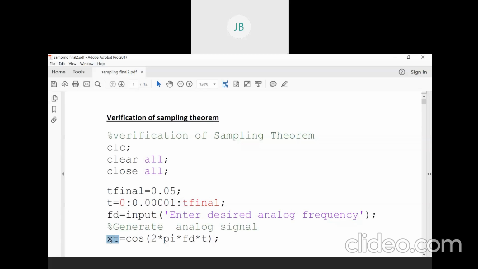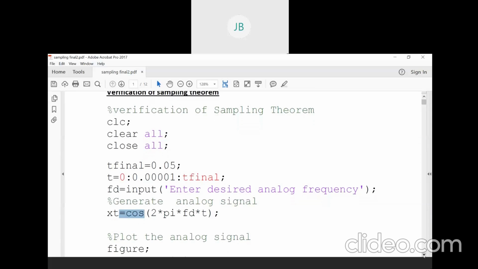So xt is basically a cosine wave having this frequency, and the amplitude values are defined at different time instants. Those time instants are defined here with the increment of 0.00001. It's a very small variation. So when you draw this cos signal, it looks like a continuously varying analog signal. Okay, so this is the first signal that we have generated.